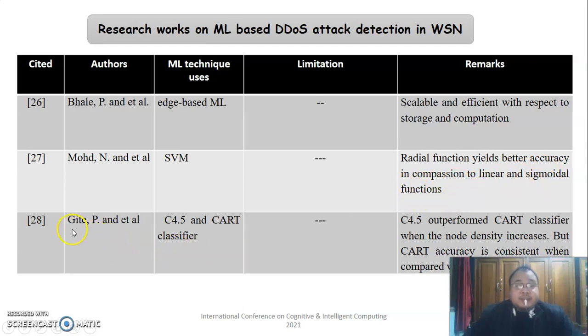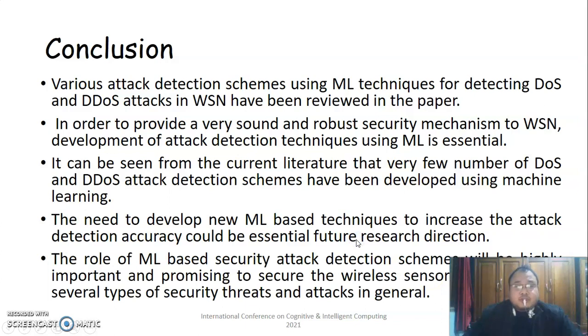And the last paper is P et al. The machine learning technique they use is C4.5 and CART classifier. C4.5 outperforms CART classifier when the node density increases, but CART accuracy is consistent when compared with C4.5. So now, finally the conclusion.